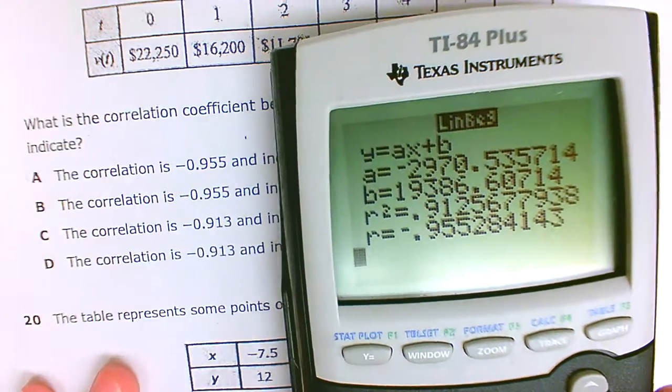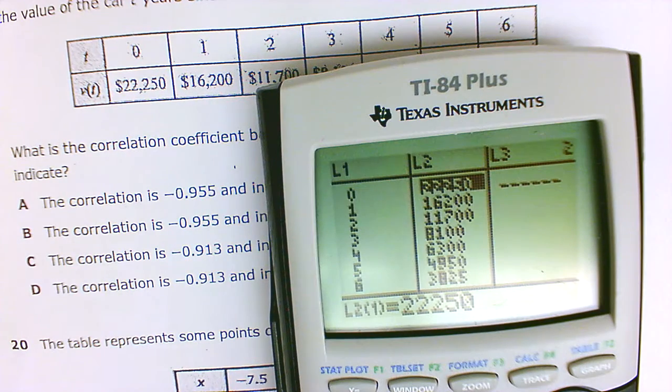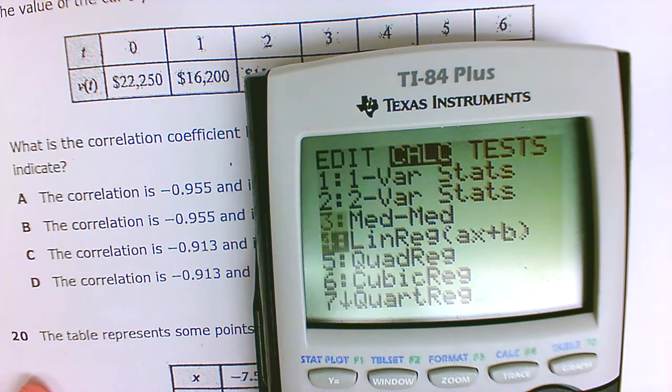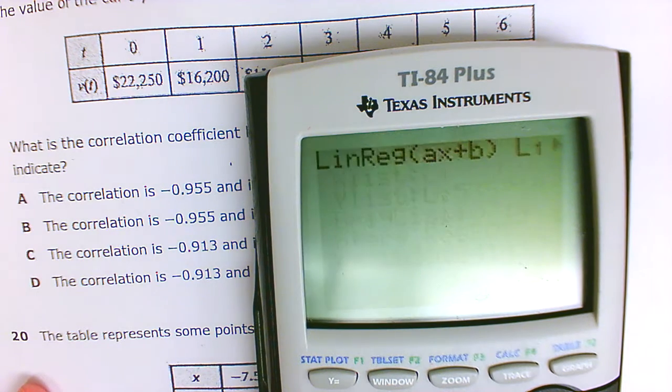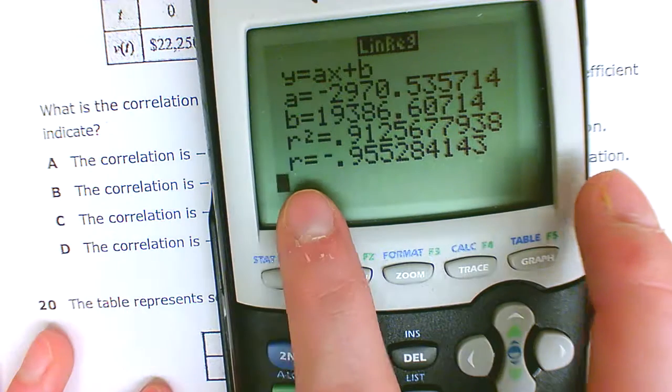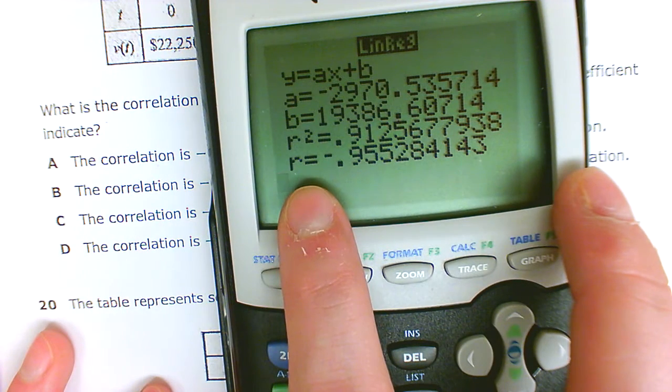Okay, so going back just to review that, in case you skipped over that part, if you go to Stat Edit and you enter in all those points, go over to Stat Calculate. When you are looking for the correlation coefficient, you need to select number 4, and that'll take you to this screen. Now the one that you care about is R.